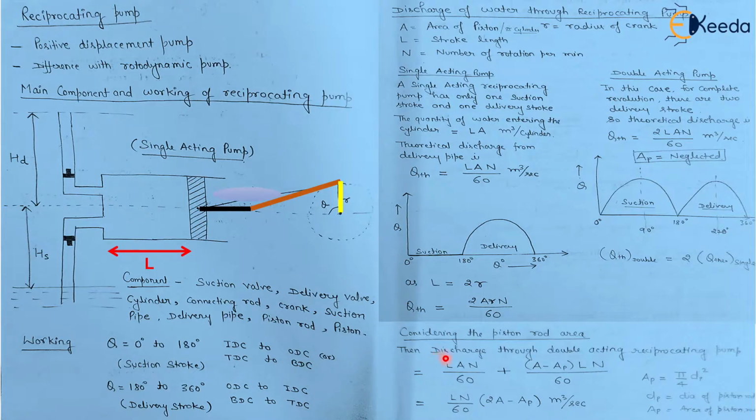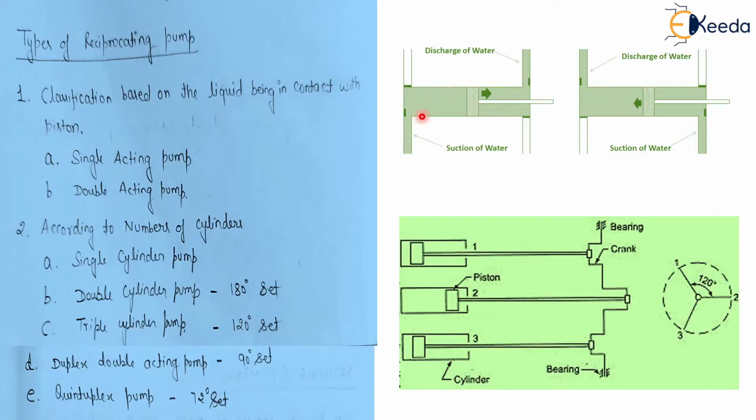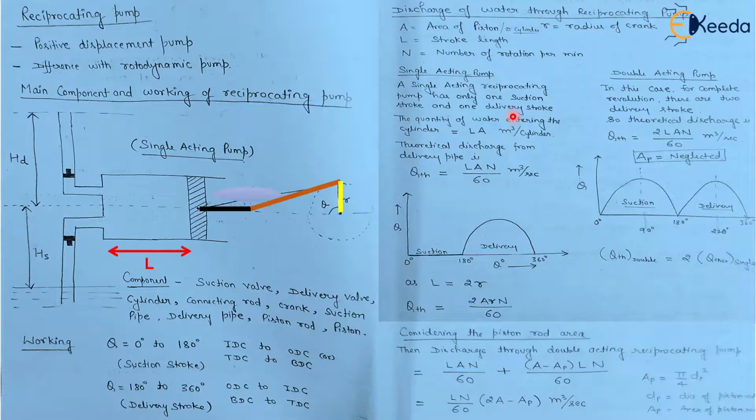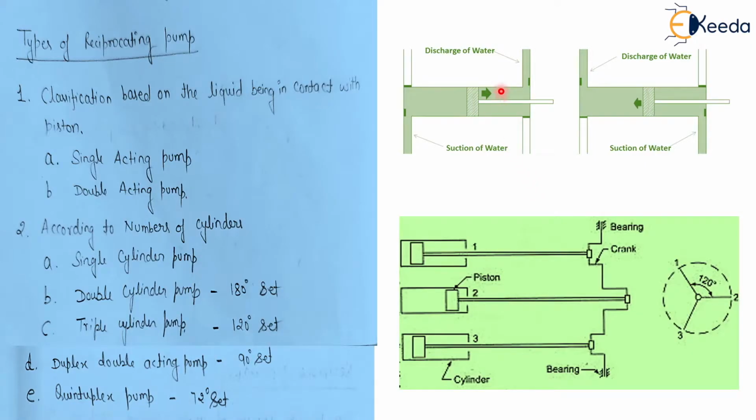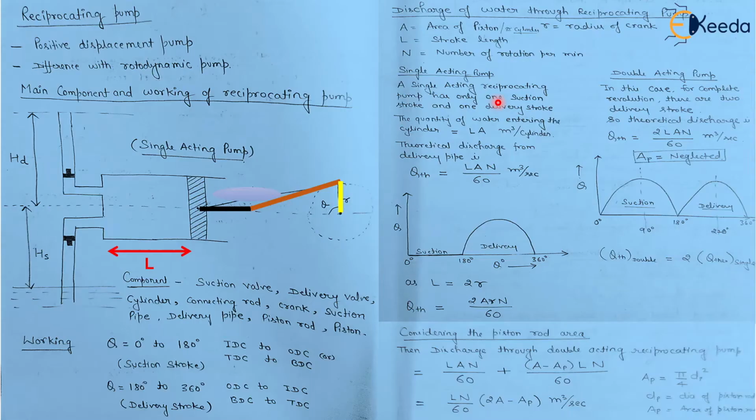So the discharge through the double acting reciprocating pump, if we consider the cross-sectional area of the piston rod, then it will be LAN by 60 on this side. From this diagram you can say that the volume of water in this location is LAN by 60. But what is the volume at this point? It will be A minus Ap. That means the net area is the total area of the piston minus the cross-sectional area of the piston rod. So (A minus Ap) into LN by 60.